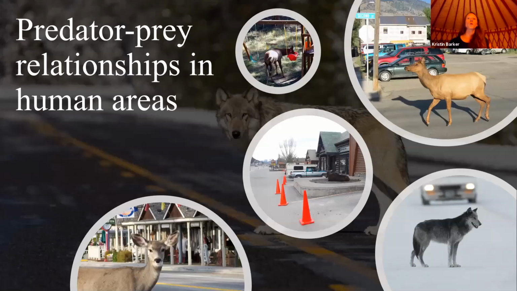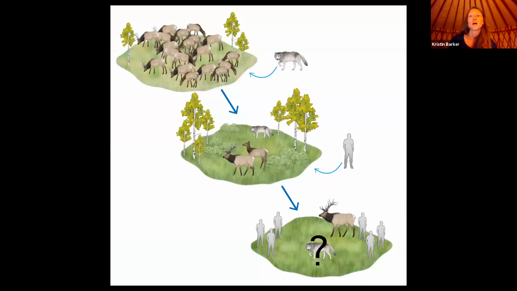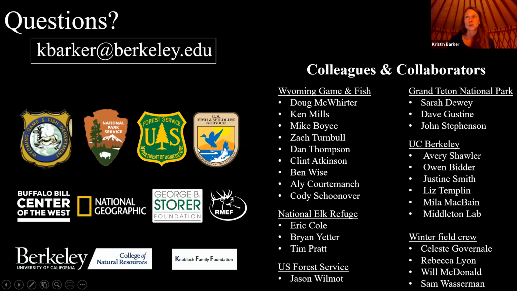So the overarching goal here is to get a more complete picture of these predator-prey relationships actually in human areas, in the real world where these species are now living and flourishing, with the overall goal of filling in this question mark here and helping us understand how we expect these important predator-prey interactions and their associated ecosystem functions to actually be playing out in these human-dominated areas. So that is my research in a nutshell.